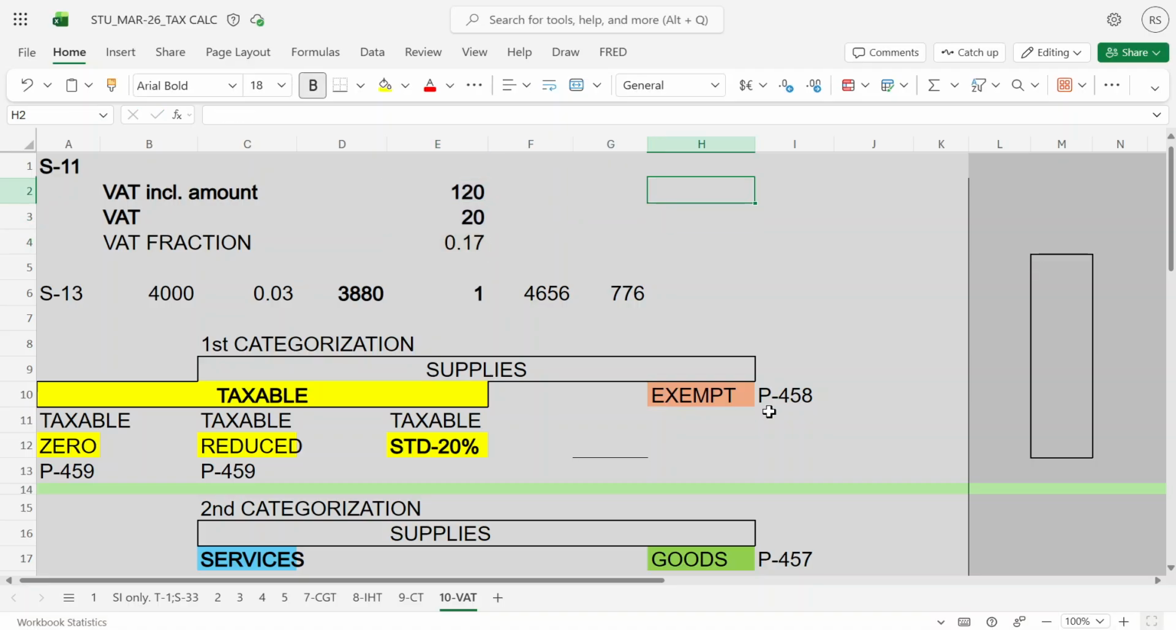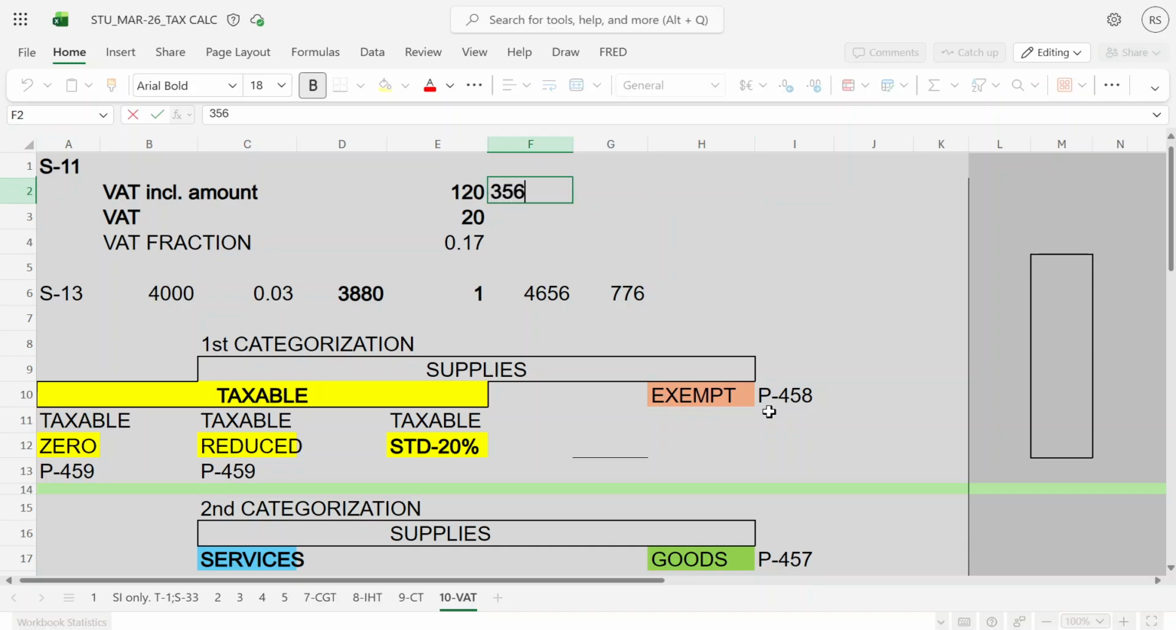So if the VAT inclusive amount is, say, 356, then what will be the VAT on this? The VAT is going to be 356 times this. Is this clear? I'm taking the VAT inclusive price and multiplying it with the VAT fraction. That's my VAT. Okay?